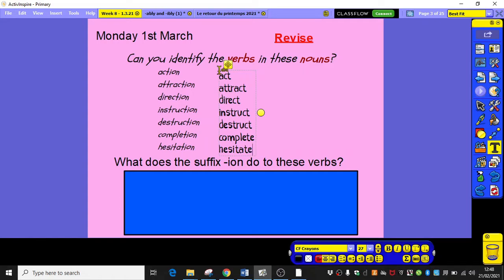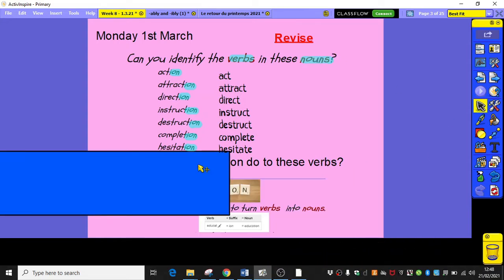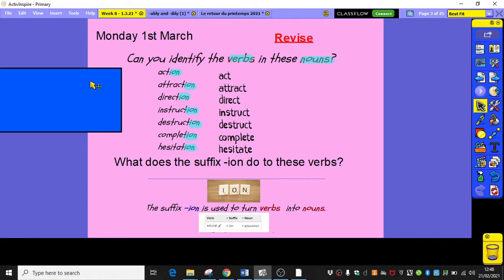Can you see that we've actually had the suffix ion added to each one of these words, which is one we did a couple of weeks ago. So the ion has been added to each of these verbs and it turns it into, well, I've told you at the top what it turns into. When you add ion onto these verbs, we create nouns, okay? So just to clarify that, the suffix ion is used to turn verbs into nouns.